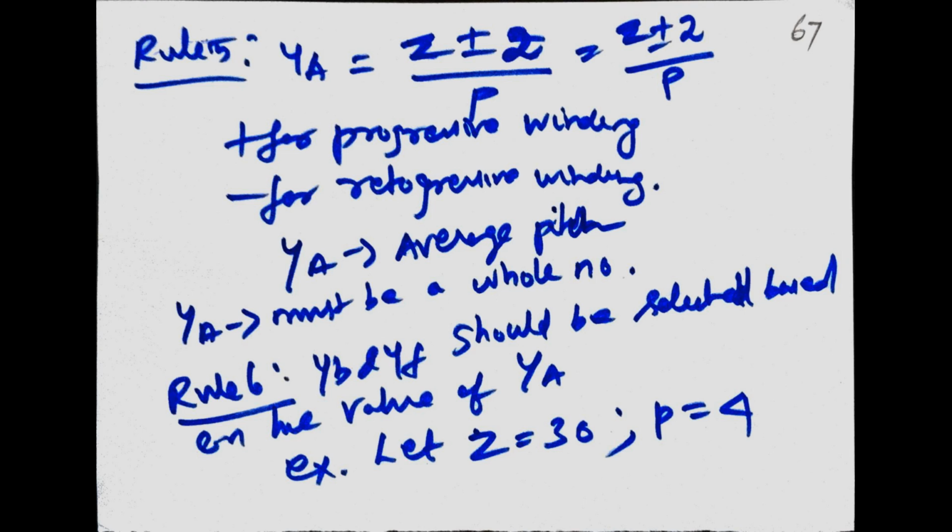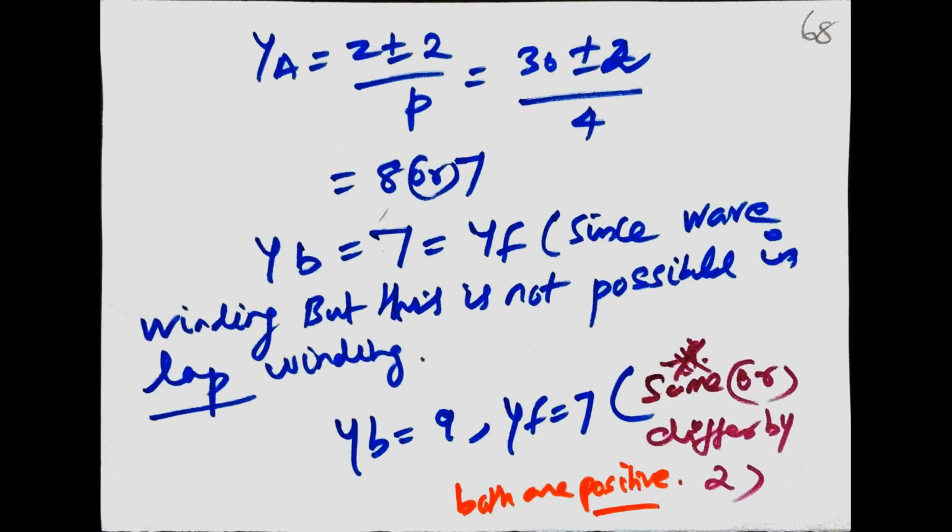YB and YF should be based on the value of YA. For example, Z is equal to 30 and P is equal to 4. YA is equal to Z plus or minus 2 divided by P, that is, 30 plus or minus 2 divided by 4, which is 8 or 7. So YB is equal to 7 is equal to YF, since this is wave winding, but this is not possible in lap winding. YB is 9 and YF is 7, same or differing by 2.